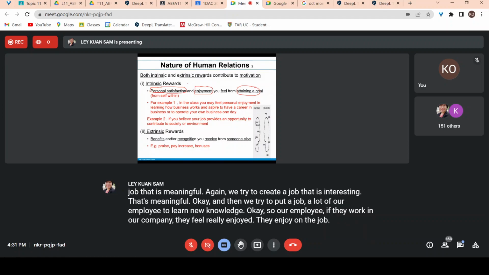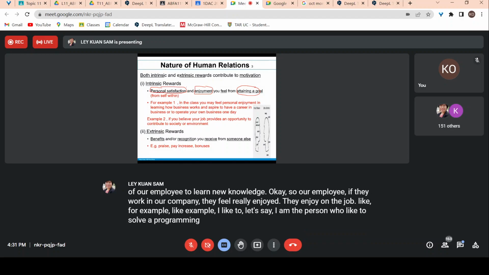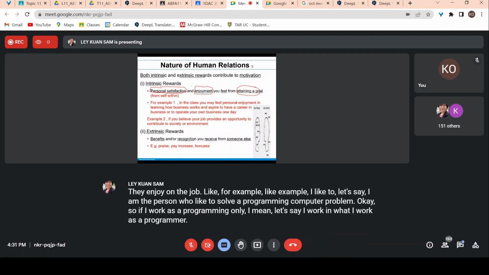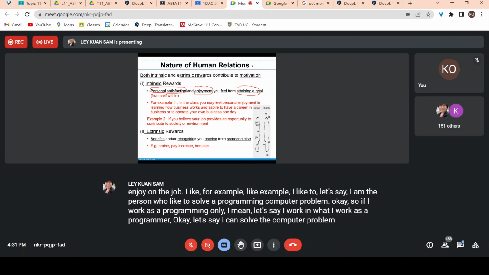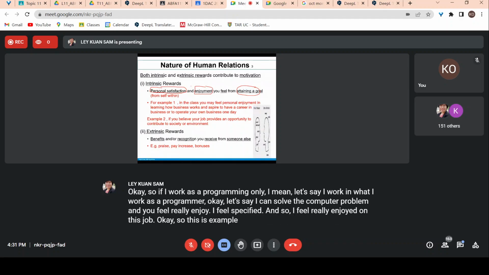For example, let's say I am a person who likes to solve programming and computer problems. If I work as a programmer and can solve computer problems, I will feel really enjoyment. I will feel satisfied. I feel really enjoyment in this job. So this is an example of intrinsic reward.